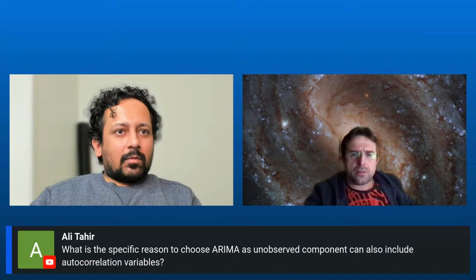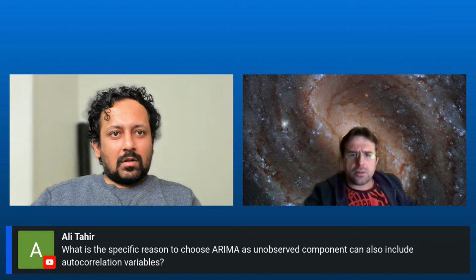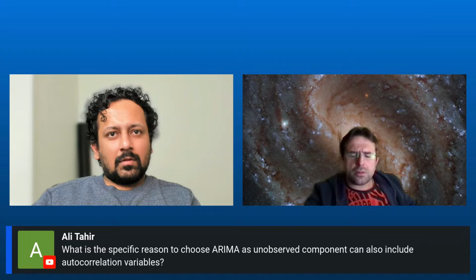So the next question is, what is the specific reason to choose ARIMA as unobserved component? As an unobserved component can also include autocorrelation variables. To choose ARIMA as unobserved component? I'm sorry, I don't understand the question. I literally don't understand. What does it mean to choose ARIMA as an unobserved component?